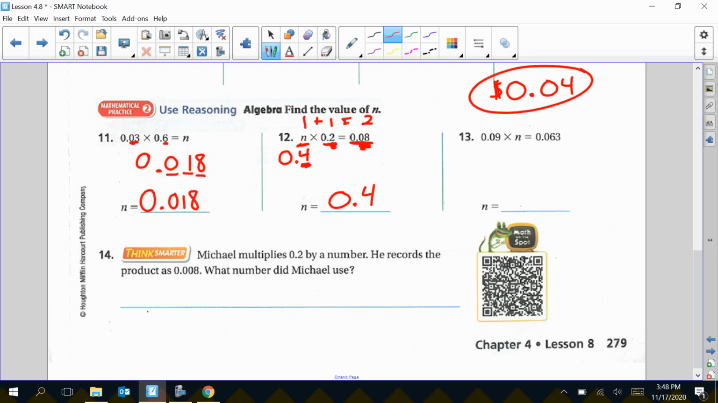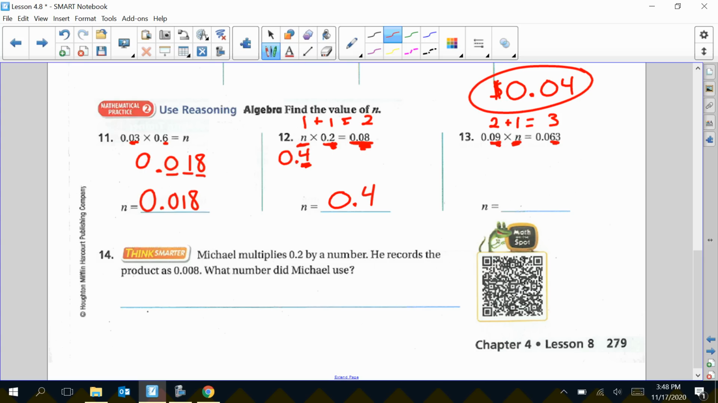On number 13, the same thing. We're trying to get to 63 thousandths, so 9 hundredths times what gives me 63 thousandths? Well, 9 hundredths has 2 places to the right of the decimal, and our answer has 3 places to the right of the decimal. So we know that N should have 1 place to the right of the decimal.